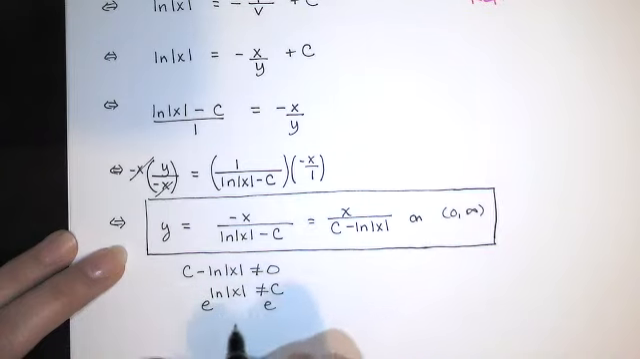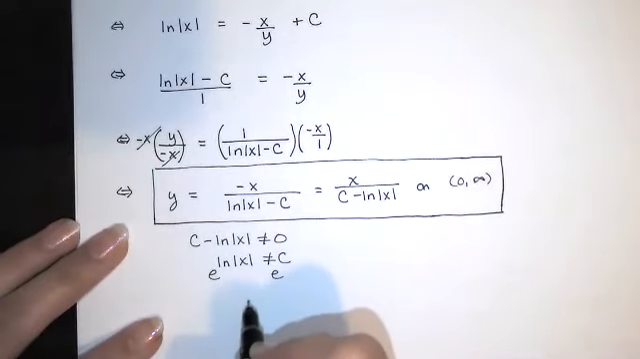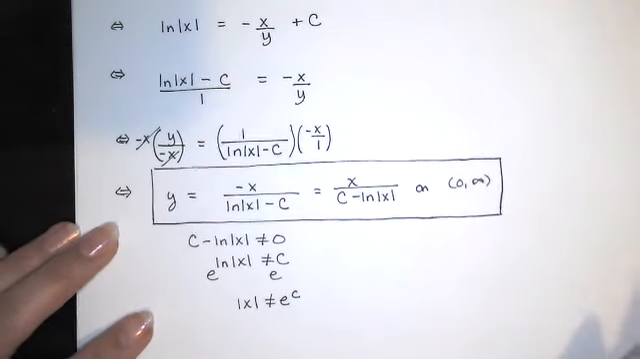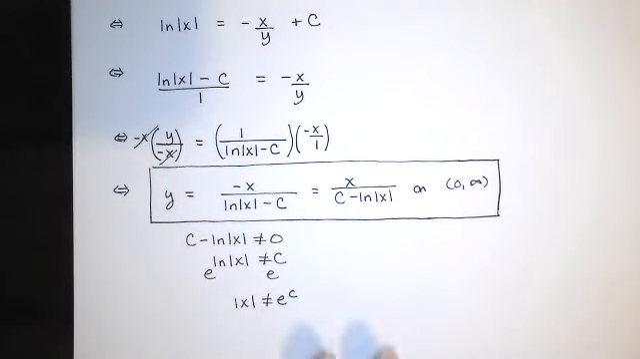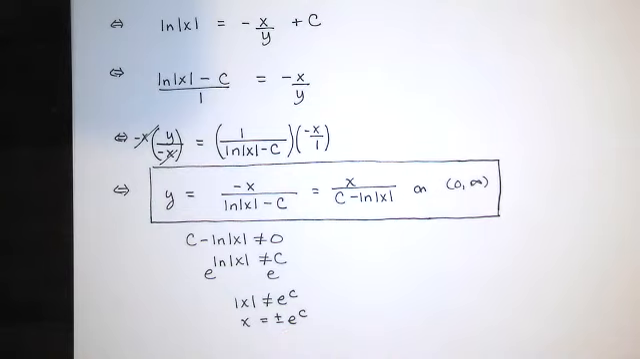So the absolute value of x is not allowed to equal e to the c. So I guess we're going to have a problem whenever the absolute value of x is equal to e to the c, or whenever x equals plus or minus this e to the c, where c is that denominator. So it really depends on where that is relative to x equals 0.